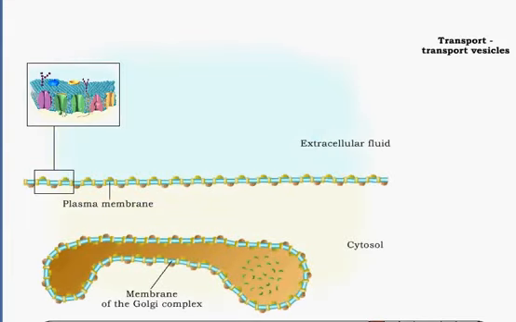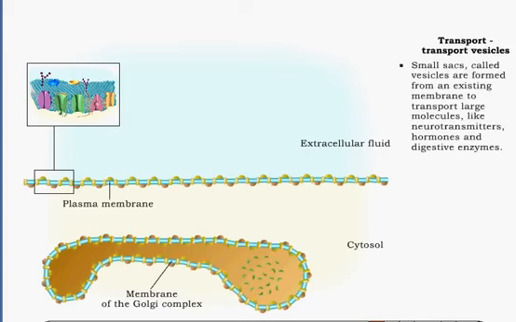Larger molecules, such as proteins, require movement of entire sections of the membrane. A small round sac called a vesicle is formed from an existing membrane and used for transport.